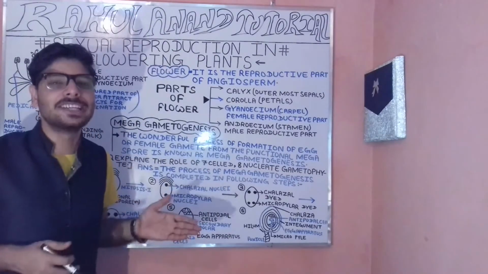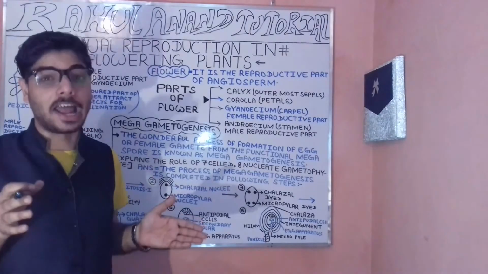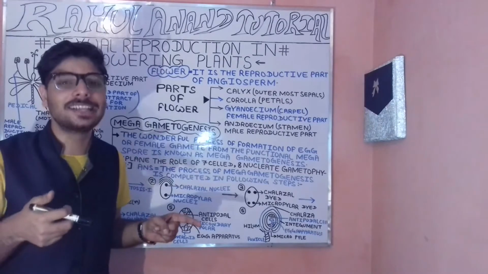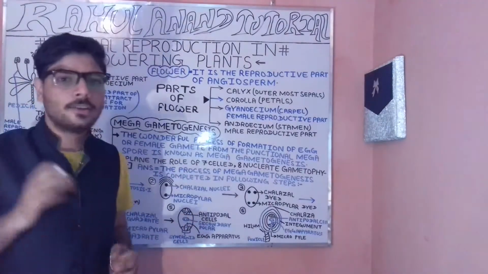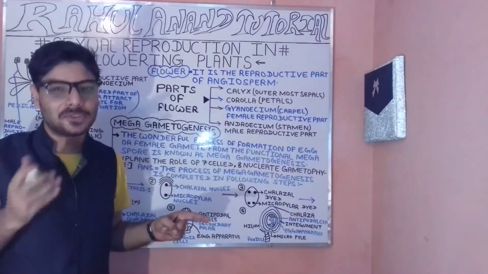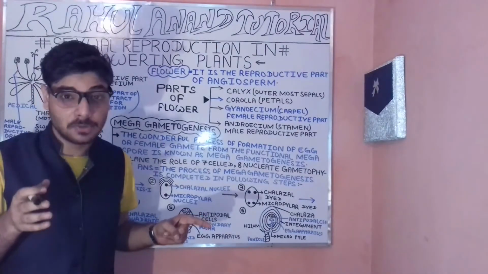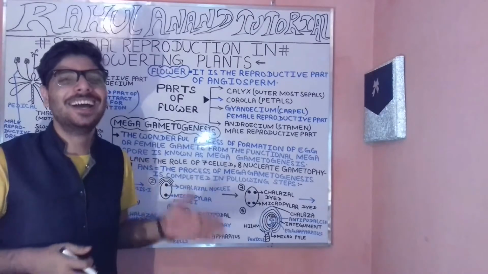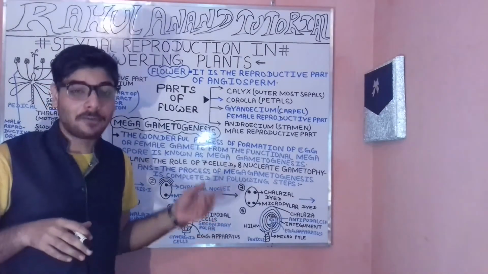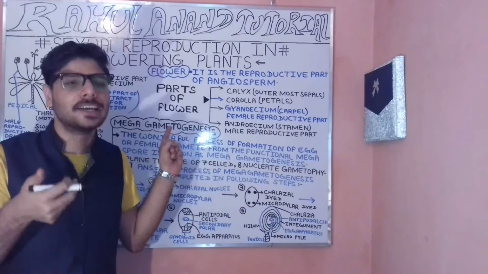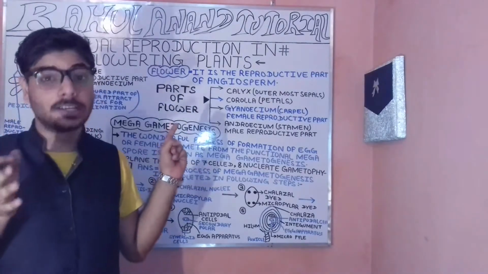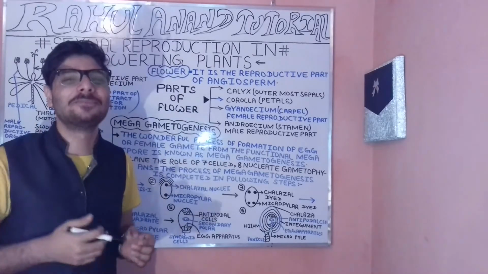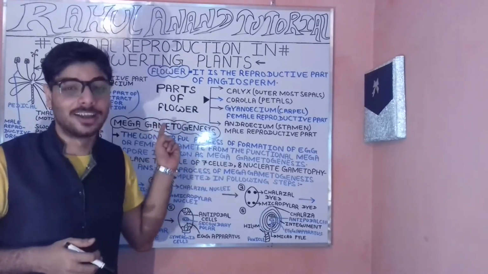The androecium is the male reproductive part, and it consists of stamens. After that, the gynoecium is the female reproductive part, and it consists of carpels. Now, the androecium is localized on the outer portion of the flower.